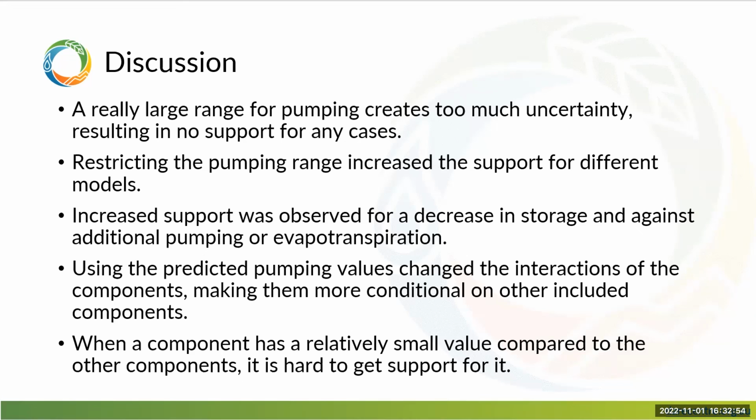So a really large range for pumping creates far too much uncertainty. There's no support for any cases and you can't really tell what's going on. Restricting the pumping range increases the support for some models and some components existing. Particularly increased support was observed for decrease in storage and against additional pumping or evapotranspiration. Using the predicted pumping values had quite a different impact compared to the actual pumping values because it changed the interaction of the components, making them more conditional than other components. However, whichever way you do it, if a component has too small a value compared to the other components, it's hard to get any support for it one way or the other.